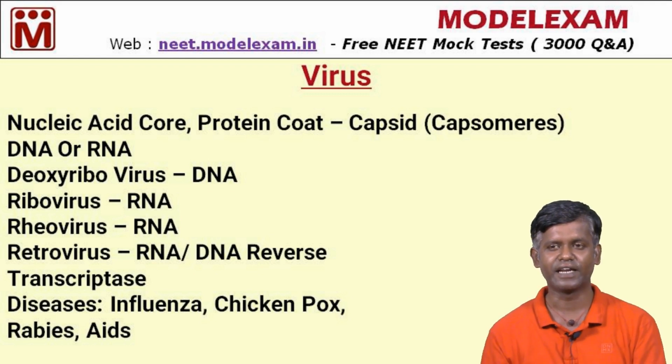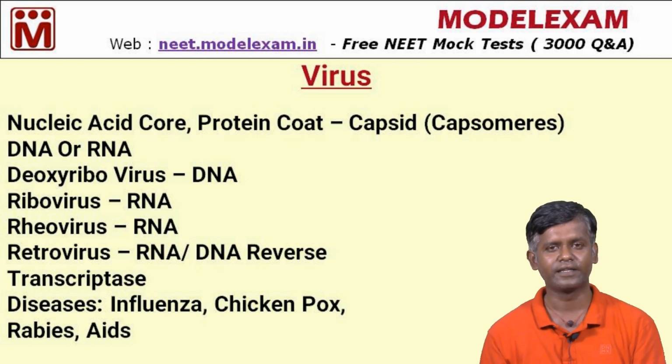The virus has a nucleic acid core and a protein coat, which is called the capsid, which inherently possesses capsomeres, the basic unit of the capsid. The nucleic acid material can be either DNA or RNA. The deoxyribovirus consists of DNA as genetic material. Ribovirus consists of RNA as genetic material. Reovirus is also an example of an RNA containing virus.